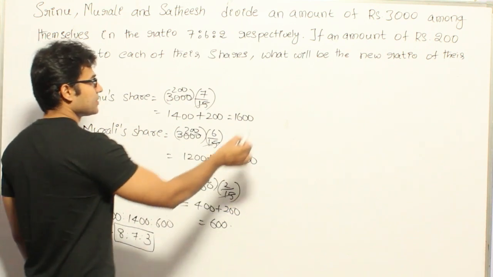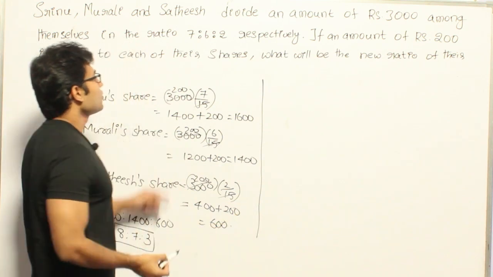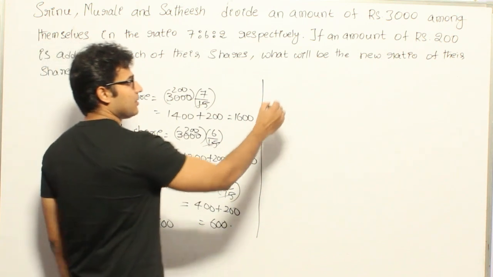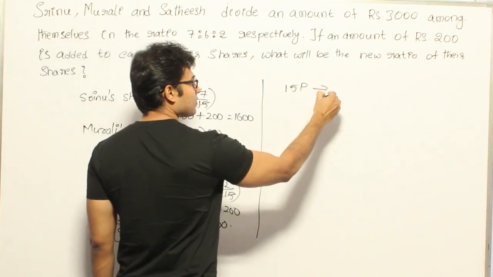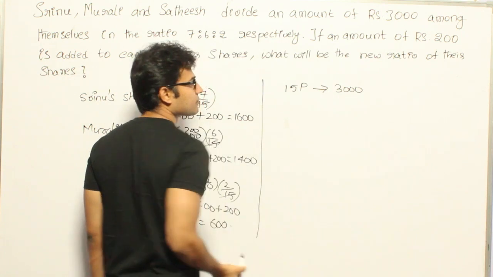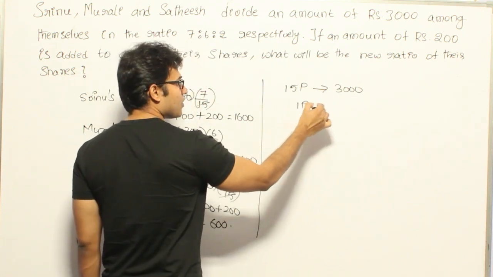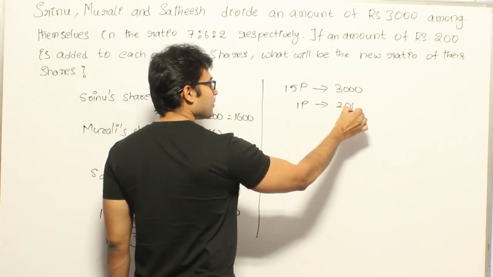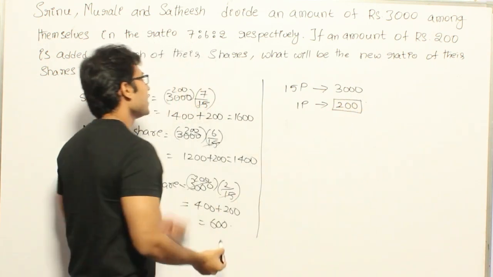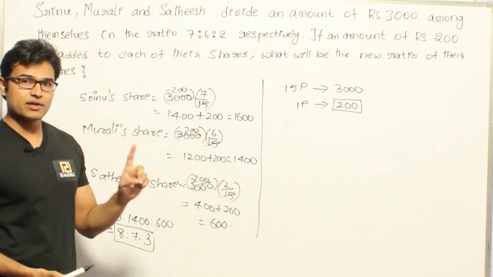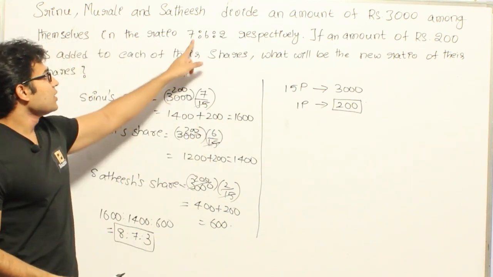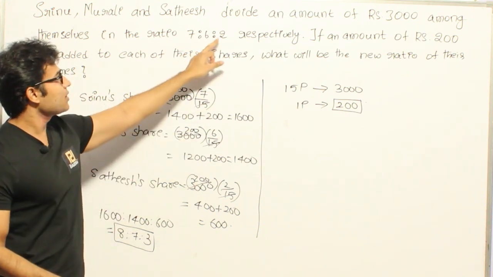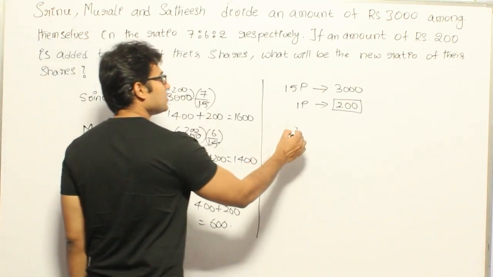And the other way of solving it is, now if you observe, the total number of parts in this one is 7 plus 6 plus 2, which is 15, right? Therefore 15 parts is equivalent to 3000 rupees. Then what is one part? One part will be equivalent to, divide both sides by 15, 200. Now we know that the amount that is going to be added, which is 200, is exactly one part, isn't it? Therefore 7 parts, 6 parts and 2 parts, to which 1 part is added. So add 1 part to each, then you are going to get 8:7:3.